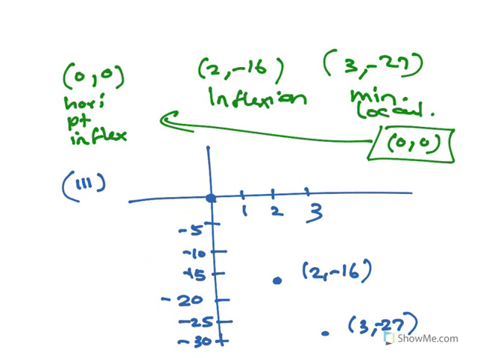Nope, that's not correct because that one was the horizontal point of inflection. So it goes concave up, concave down. This one's a minimum, so it's concave up, and then you keep going like that.